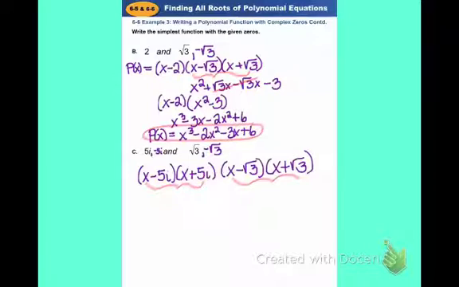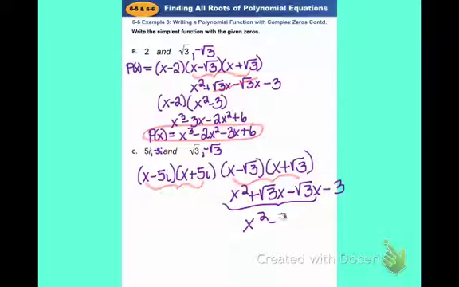So we can just start working on this x minus the square root of 3, x plus the square root of 3. The x times x is x squared, outside 2, square root of 3x, inside 2 minus square root of 3x. Last 2 is minus 3. Put the like terms together, and this whole thing becomes x squared minus 3, as we saw in the example above.